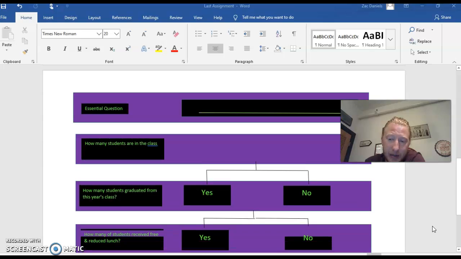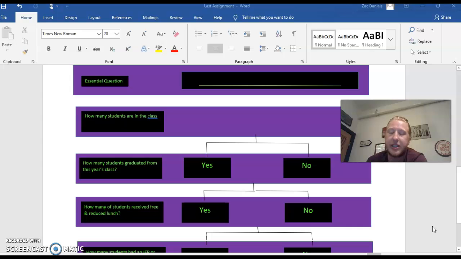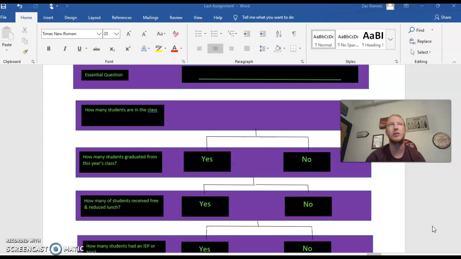If we go down to the bottom, we have to look at our essential questions, whatever your essential question is. For this, I looked at how many students are in our class. At James River, there's close to 500 some students per class. For most of the assignments I did, I looked a lot at our graduating class, dropout rate, free and reduced lunch, and I focused on my area of content, which is special ed. So I added that into this diagram too.